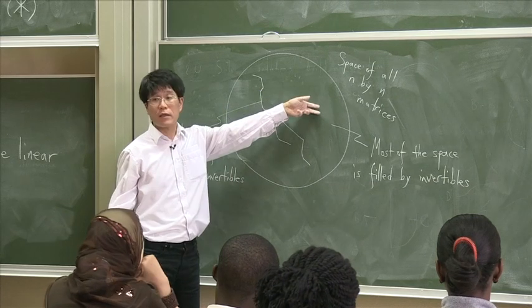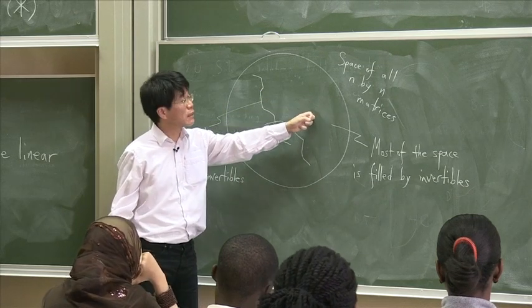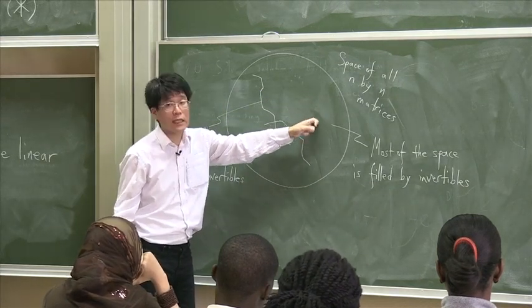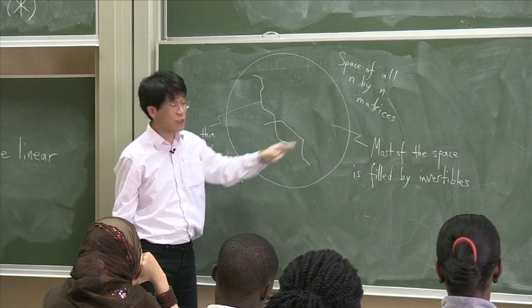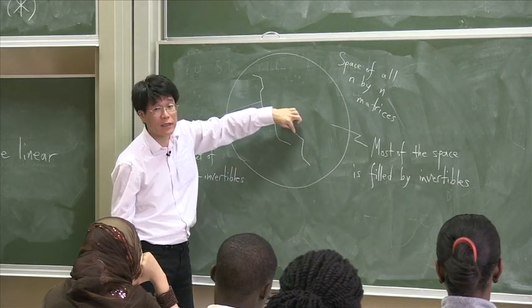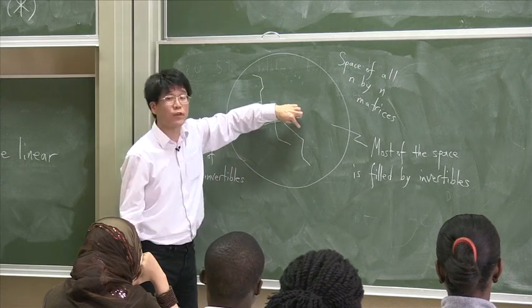If you are somewhere here, then if you move slightly in the vicinity nearby, you stay invertible. But if you're somewhere here, just sitting here, if you move a little, you fall off this very thin set.